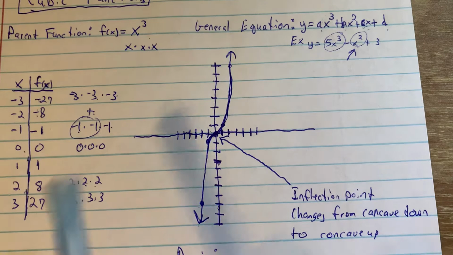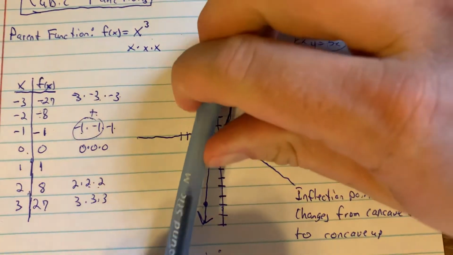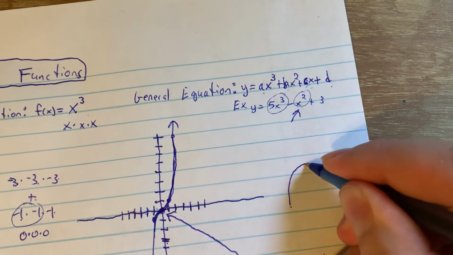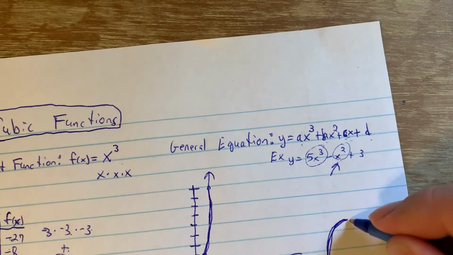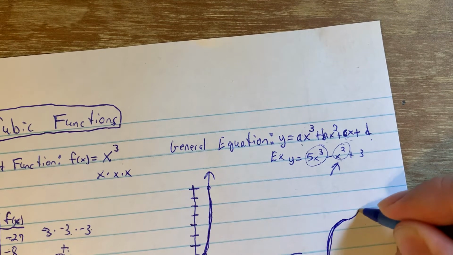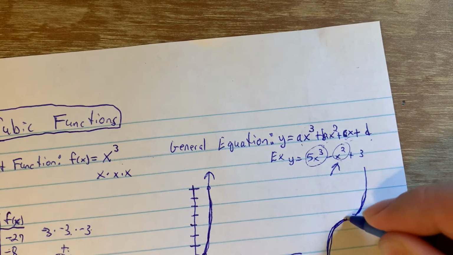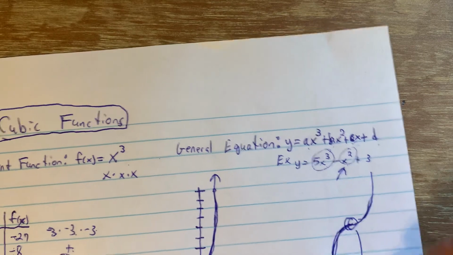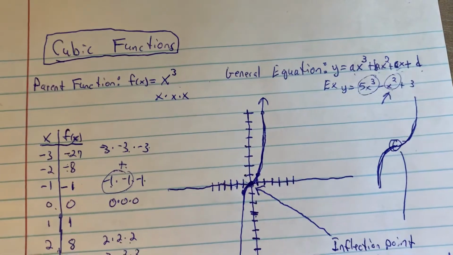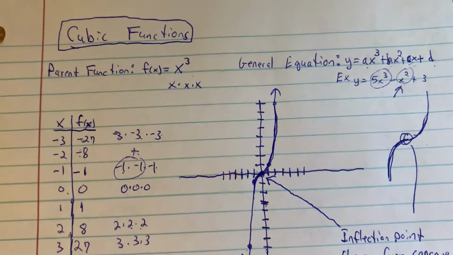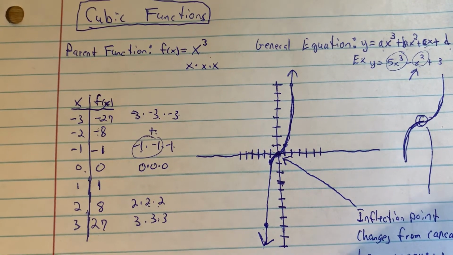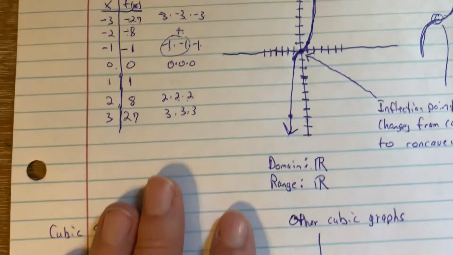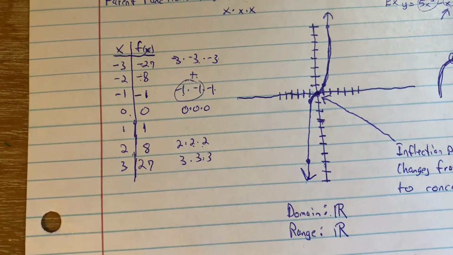So you'll notice that this graph is bending down for the first part. If I were to zoom in, it actually looks more like this. So it's bending down for that first part, and at the inflection point, it stops bending down and starts bending up. So at this place, it changes concavity, it changes how it's bending. The domain for all cubic functions will be all real numbers, and the range will be all real numbers. And there are other ways to write that I hope you feel comfortable with.